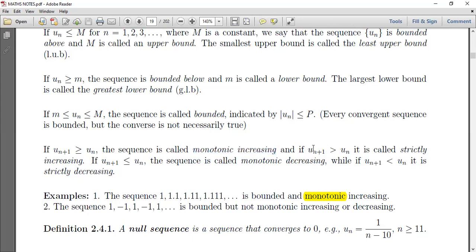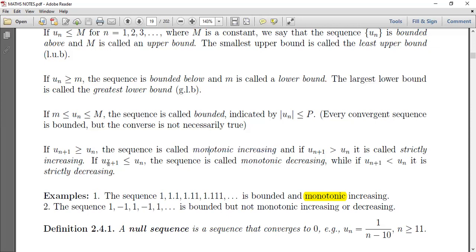But if un plus 1 is strictly bigger than un, we say that the sequence is strictly increasing. Sometimes in monotonic increasing, we also have equal consecutive terms. But if it's strictly increasing, it's strictly bigger than, which means the previous term is always less than the next, not equal to. If it's equal to, it's said to be monotonic increasing.